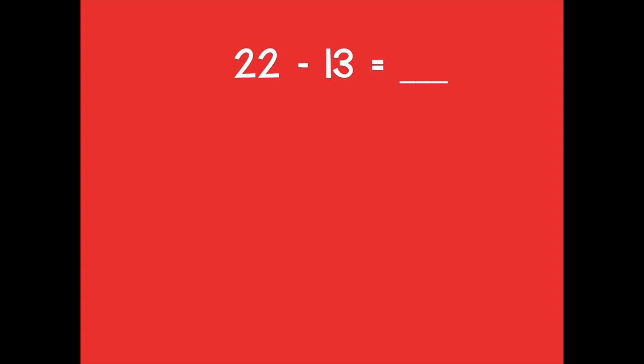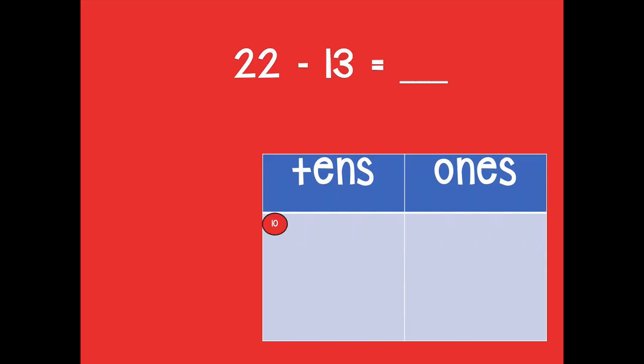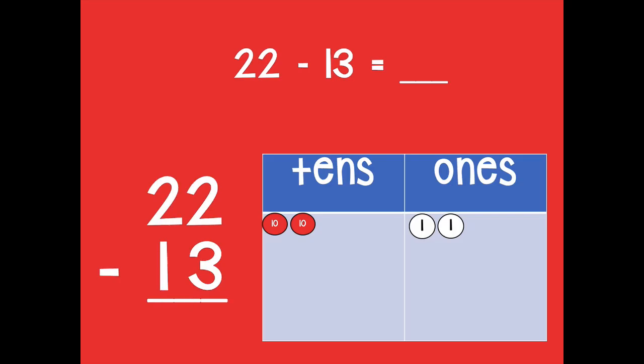All right, let's take a look at another one. So here we have 22 minus 13. So I'm going to model this on my place value chart. 2 tens, 2 ones. Here it is again in vertical form, so I can look with my magnifying glass. Now, if I look in here at my ones place, I have a 2 on the top and 3 on the bottom. So because there's more on the bottom, that means I'm going to need to decompose a 10.